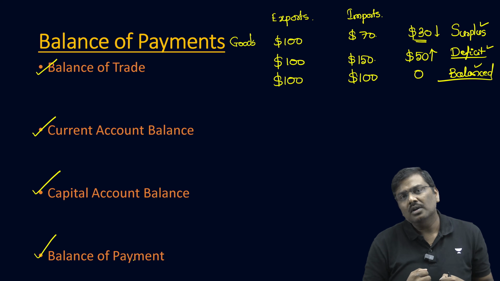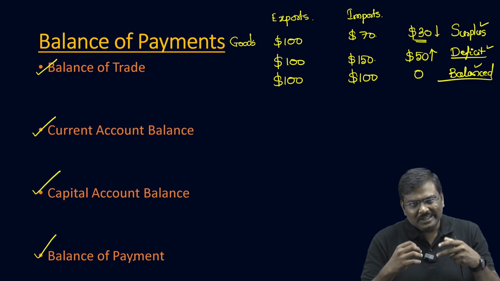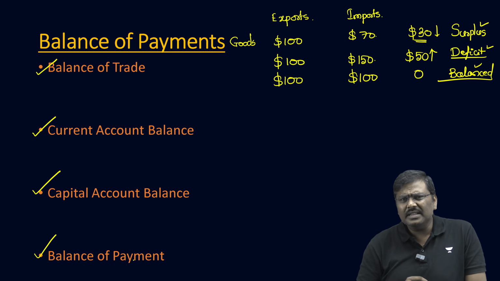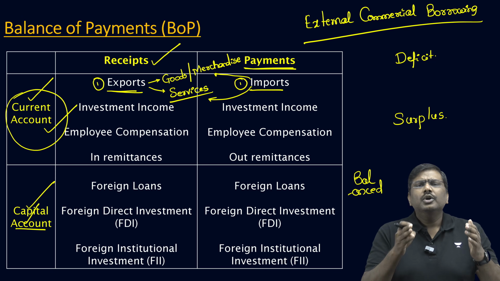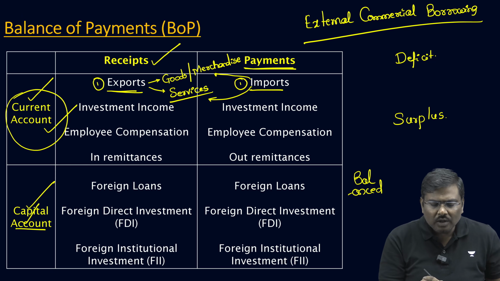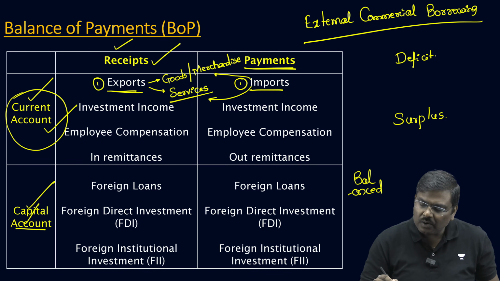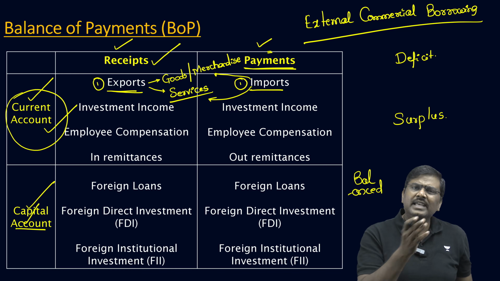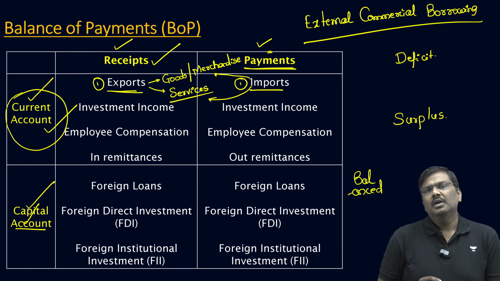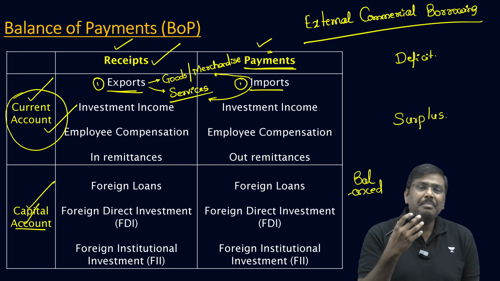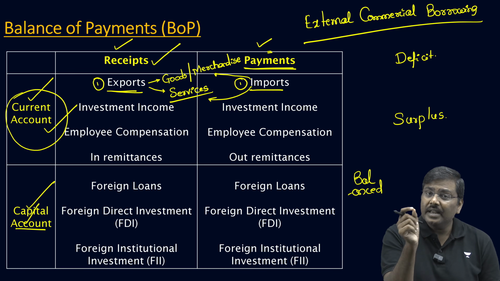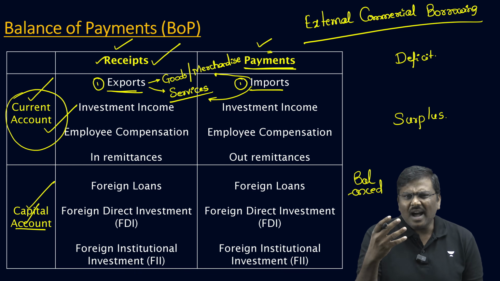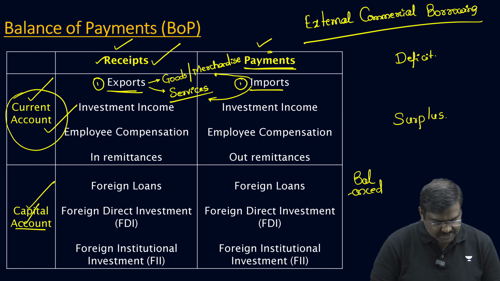What about the current account? Whenever I say the current account deficit, surplus or balanced, the logic is very simple. You will have to take the sum total on the receipt side of the current account and compare that with the sum total of the current account on the expenditure or the payment side. If the expenditure side or the payment side is greater compared to the receipt side in the current account, let's take arbitrary numbers so that you understand what I am discussing.